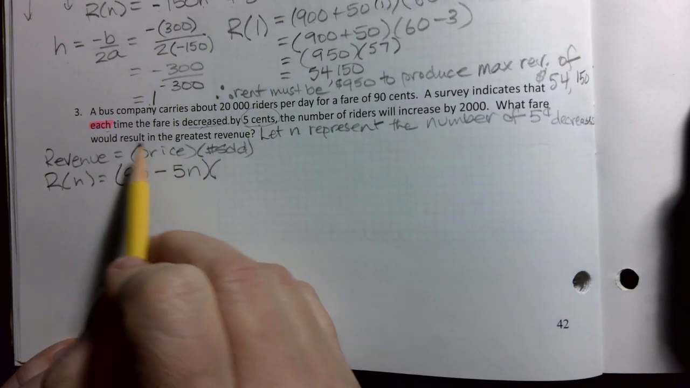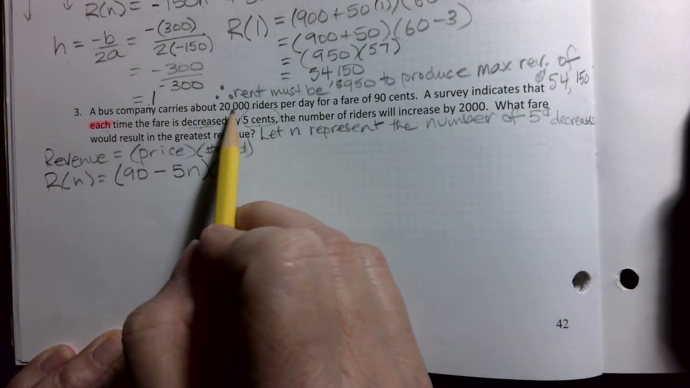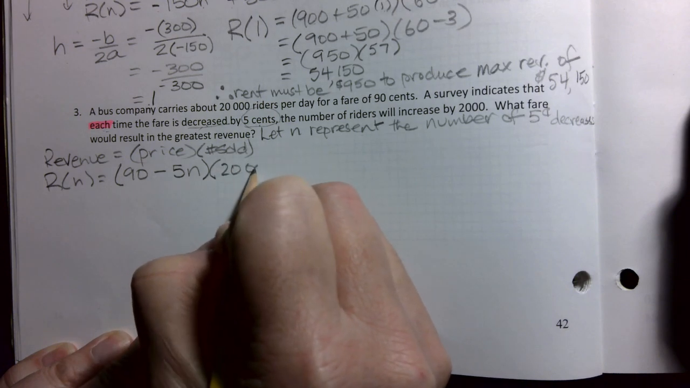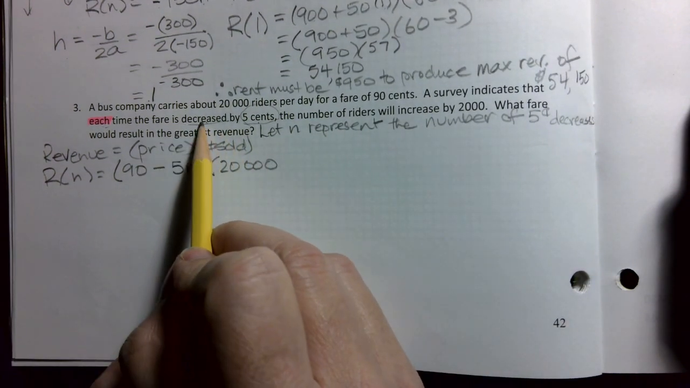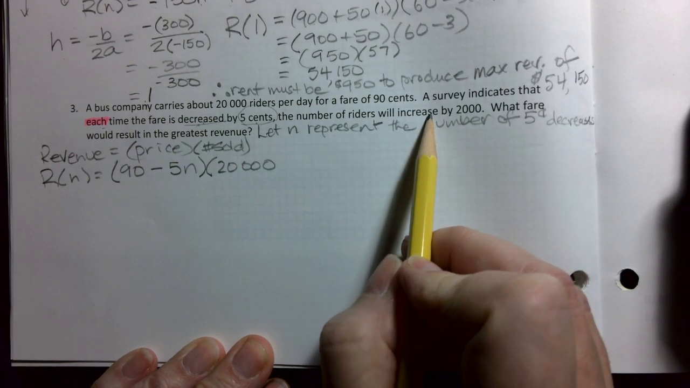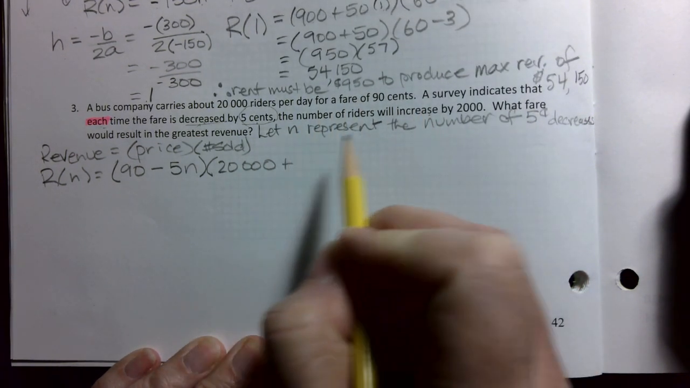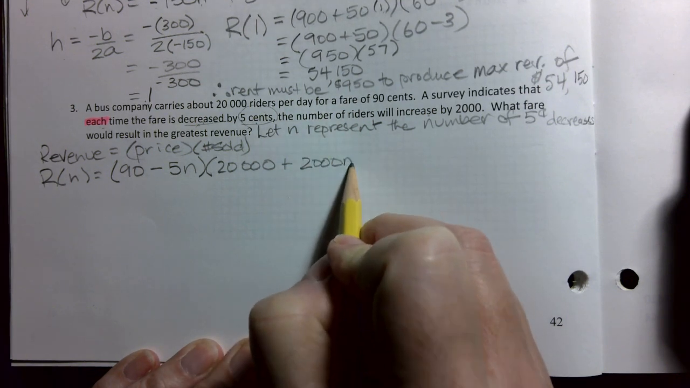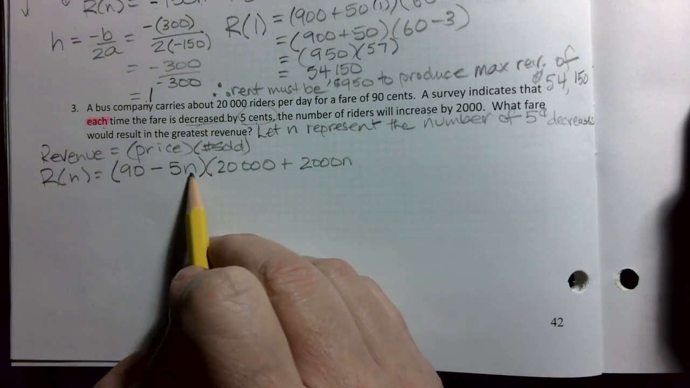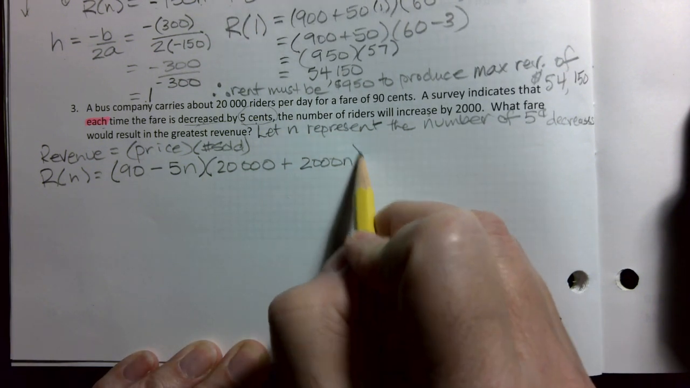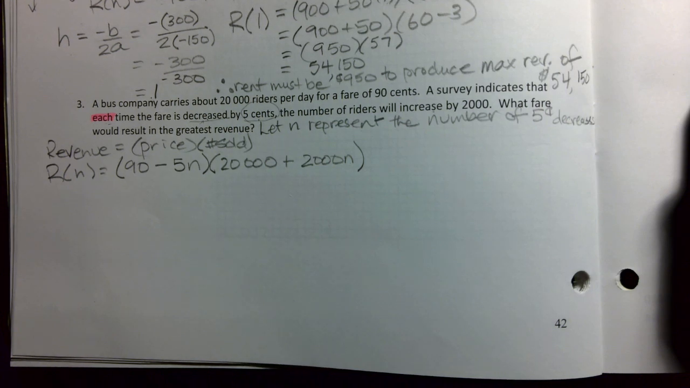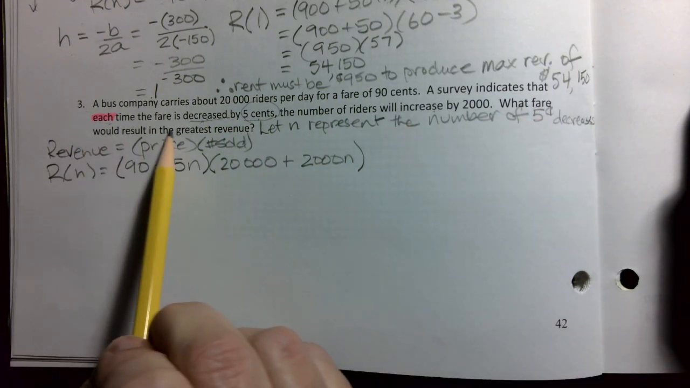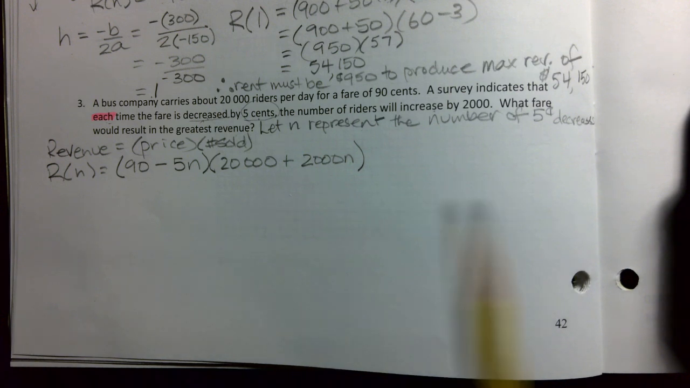Okay, now for the number sold. How many do we already sell? 20,000. But if we decrease the price, the ridership increases. So increase means plus, and we get 2,000 more riders every time we reduce the price by a nickel. So n and n. There you go. It's asking us what fare would result in the greatest revenue. Well, again, greatest means maximum.